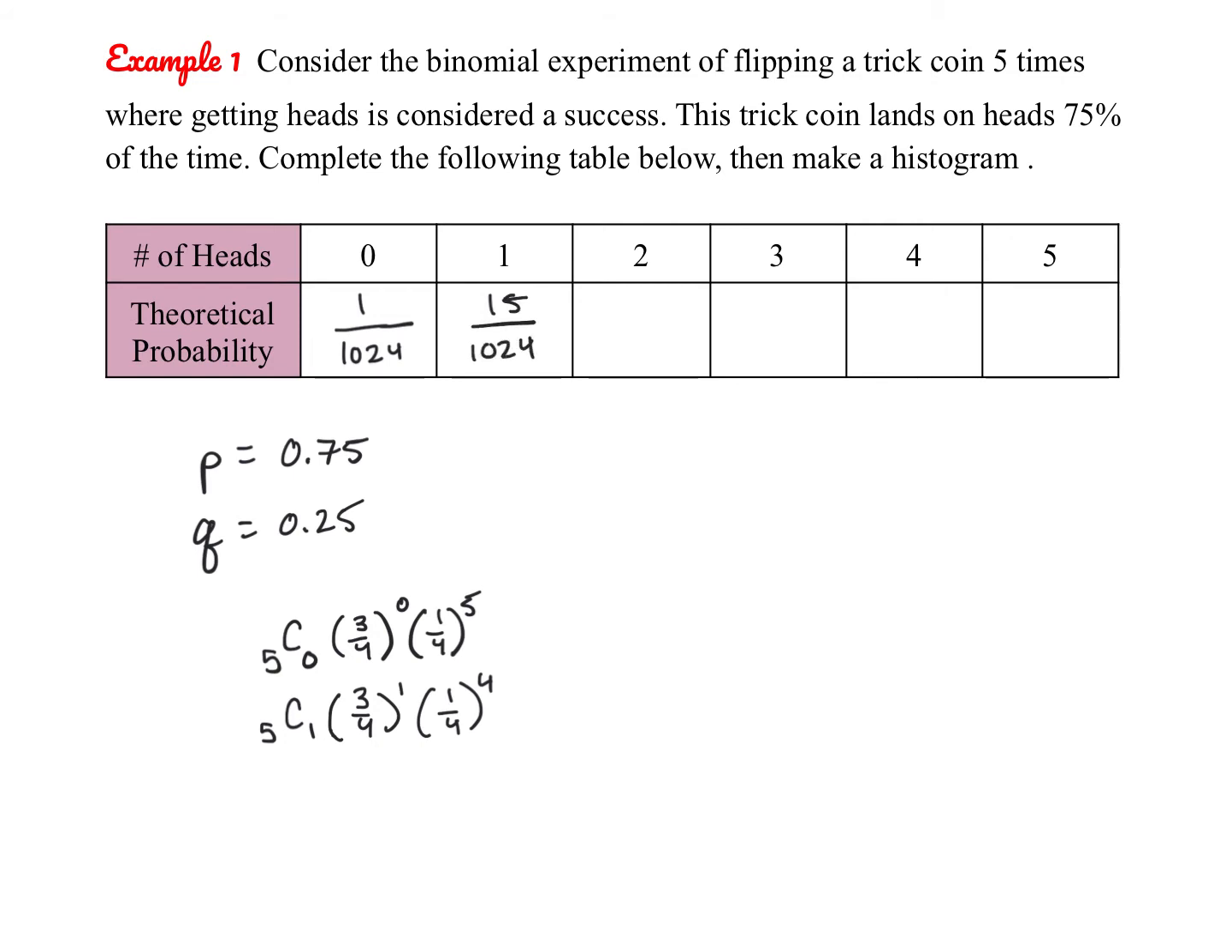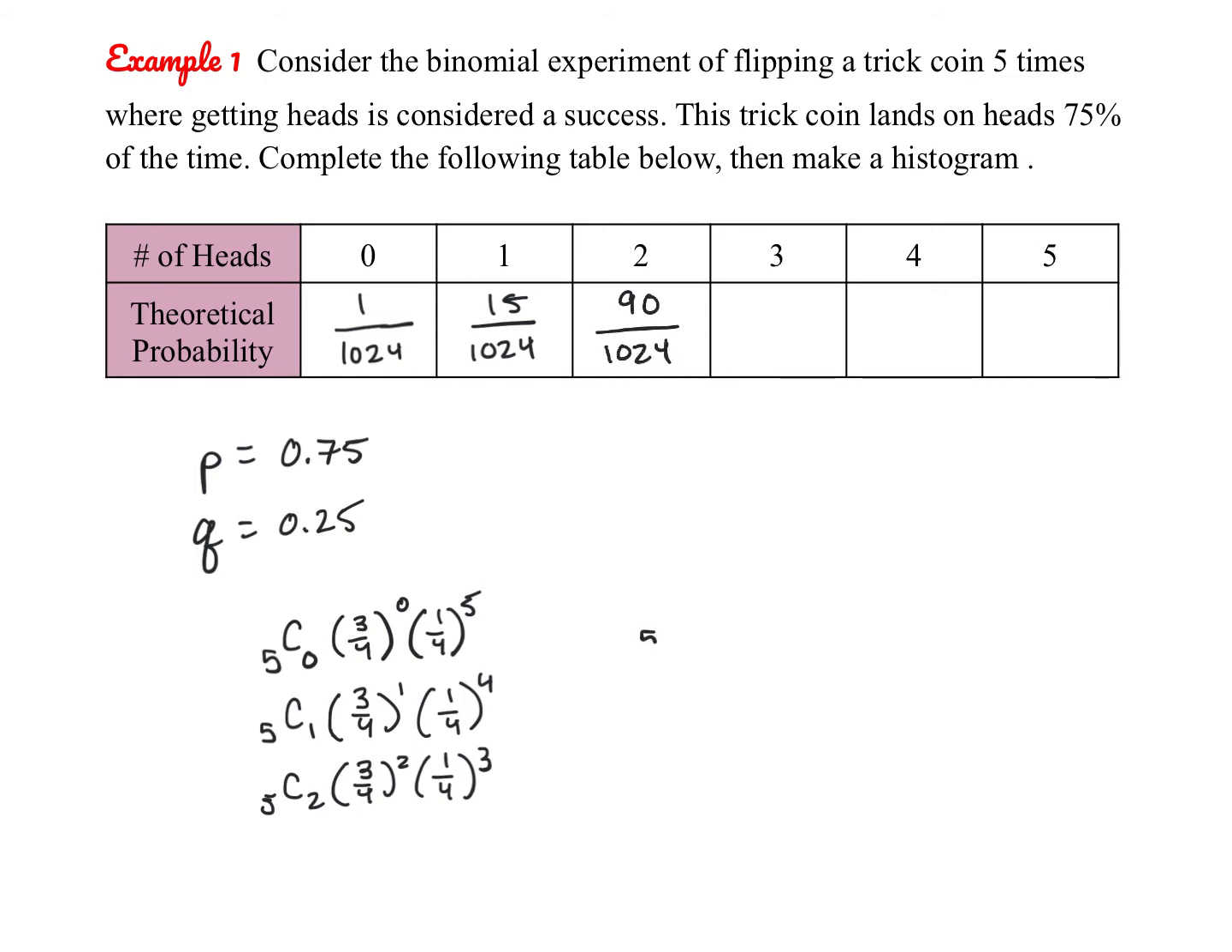For the theoretical probability for 2 heads, 5 choose 2 times 3/4 to the power of 2 times 1/4 cubed. So again, here there's 2 successes and 3 failures. And here we should get 90 over 1024.